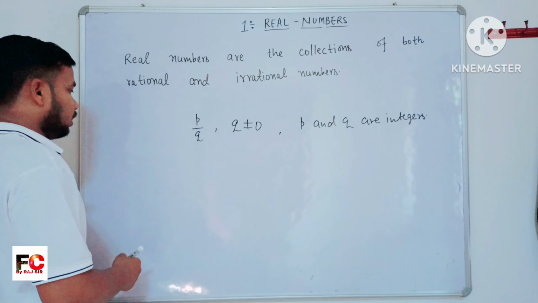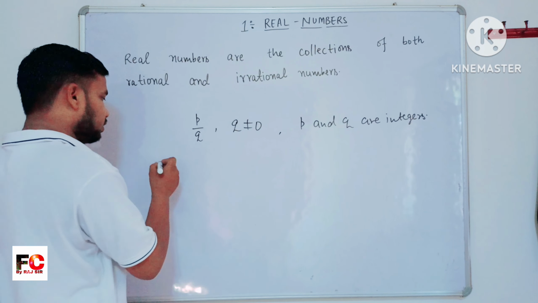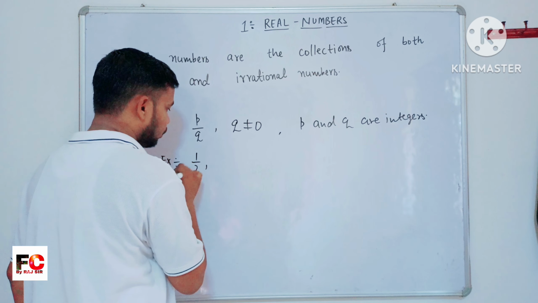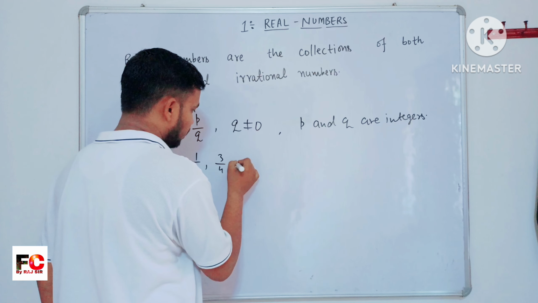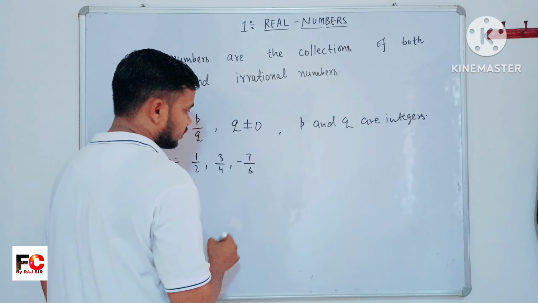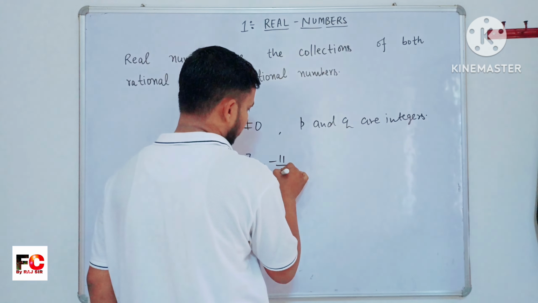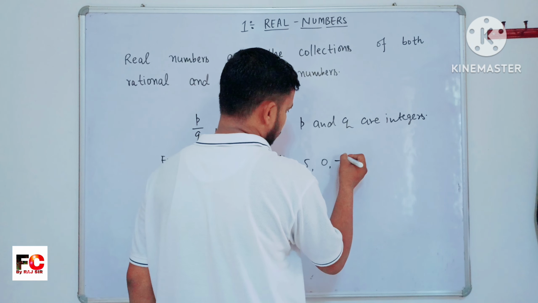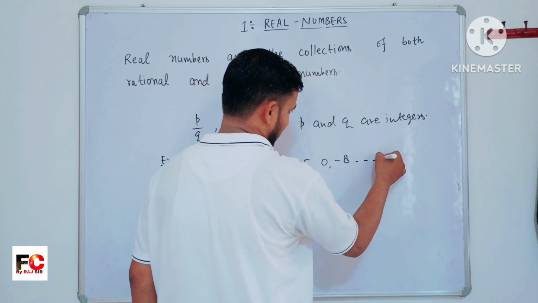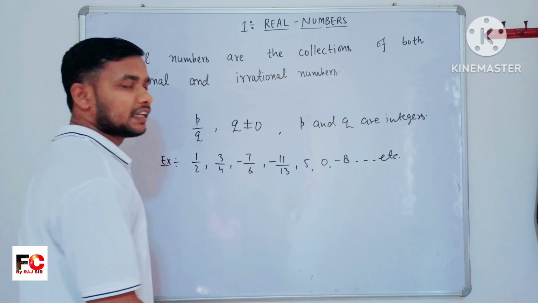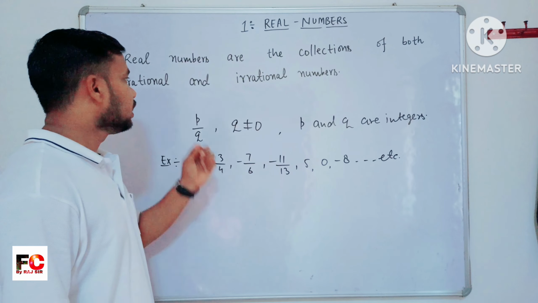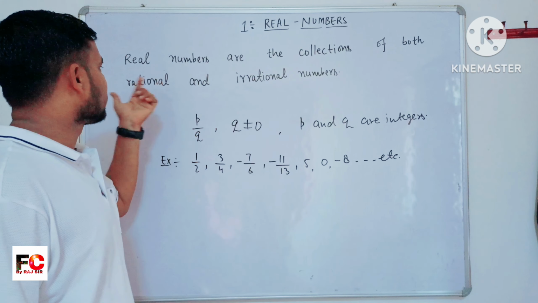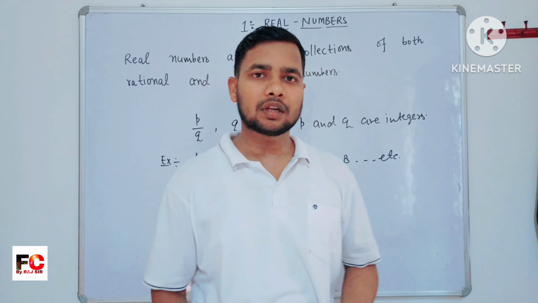Some examples of rational numbers are 1 upon 2, 3 upon 4, minus 7 upon 6, minus 11 upon 13, 5, 0, minus 8, and so on. These numbers are examples of rational numbers. The next kind of number is the irrational number. Irrational numbers are the opposite of rational numbers.